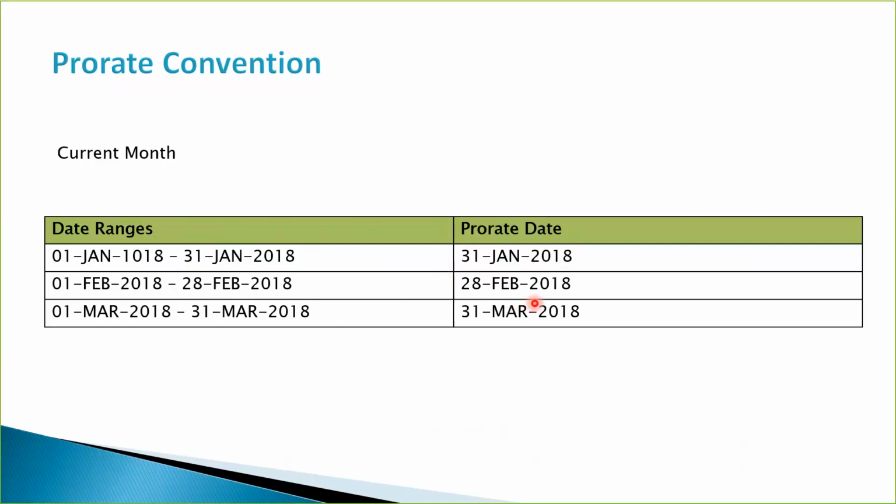In this example, I'm assuming that the convention we are using is current month, and I know we haven't discussed how current month convention works, but bear with me, we are going to understand. So if the prorate date is 28th February, the system will know that it should start calculating depreciation expense from February. Okay?